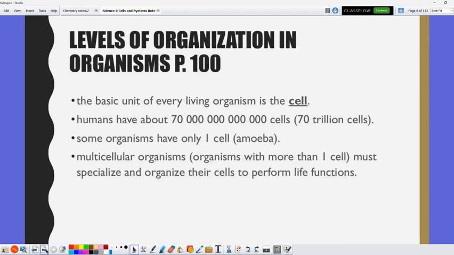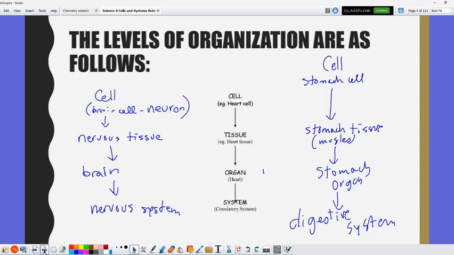And we looked at the levels of organizing. The basic unit of life is called a cell. We have about 70 trillion cells in the human body. Some organisms are unicellular, like amoeba, they're made of only one cell. And multicellular organisms, organisms that have more than one cell, must specialize and organize their cells to perform life functions. We looked at the levels of organization: cells that all work together to do the same job get organized into tissues, and the tissues all work together, they become organized into organs, and then the organs are a part of an organ system. And we looked at some examples of that.